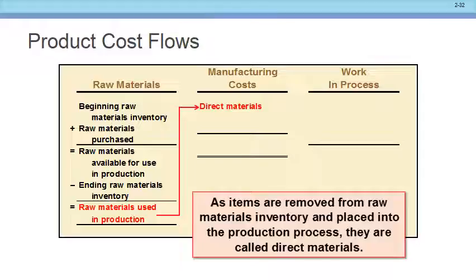Okay? So we take our raw materials to our manufacturing costs. We're going to accumulate our manufacturing costs in our work in progress. This is a key thing. Okay? So you've got to memorize these.